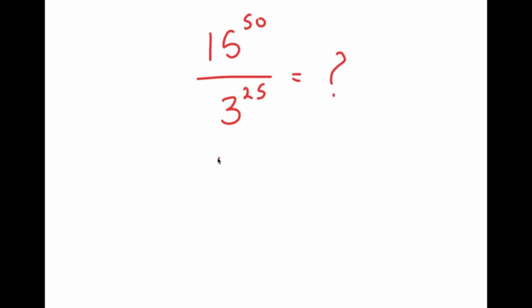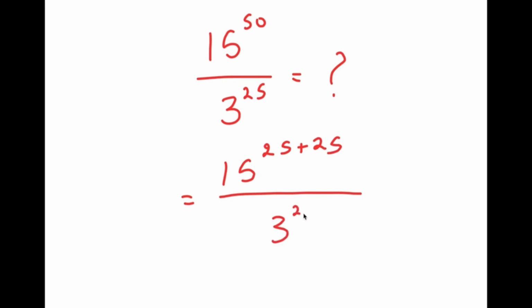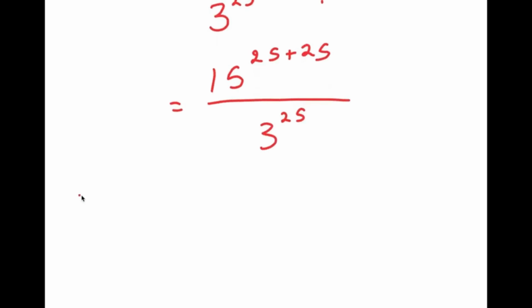So to solve this, I'm going to first start by rewriting this as 15 to the power of 25 plus 25 over 3 to the power of 25. So I rewrote 50 as 25 plus 25. And the reason I did this is because now I can use the property a to the power of m plus n is equal to a to the power of m times a to the power of n.